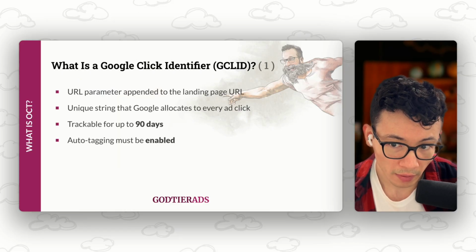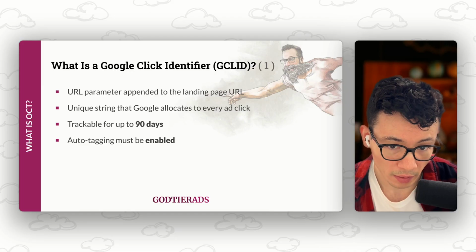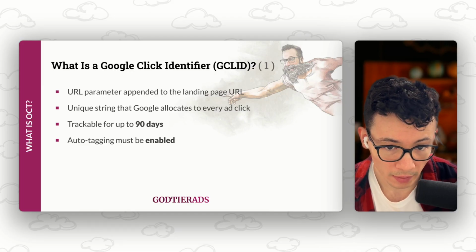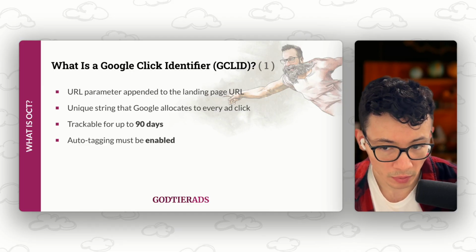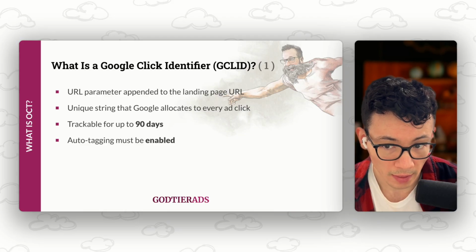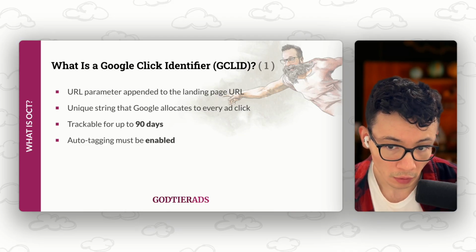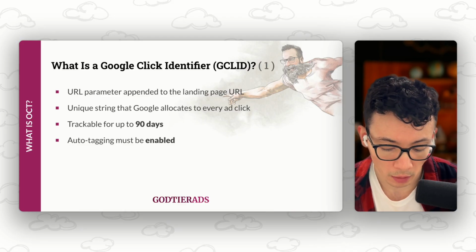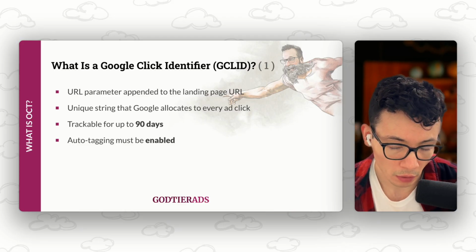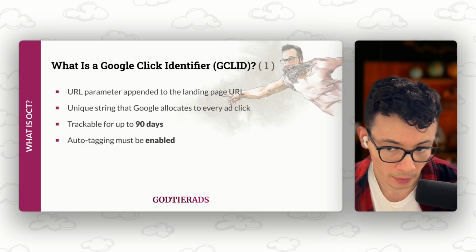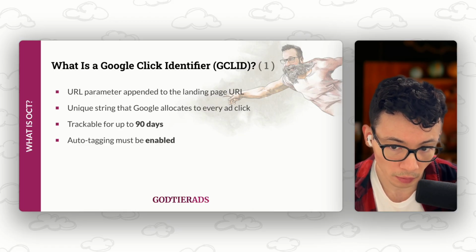So a Google Click ID is a URL parameter which is appended to the landing page URL. It's a unique string that Google allocates to every ad click. So when someone clicks on an ad from Google search that you've listed, Google will assign a random string to that, and it will just be a bunch of random letters and numbers. You don't have control over what value is assigned here. It's always up to Google.